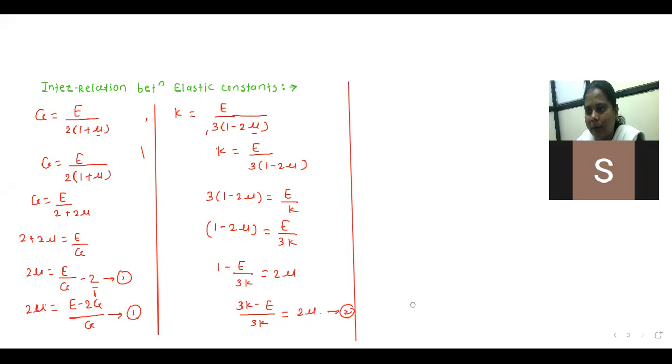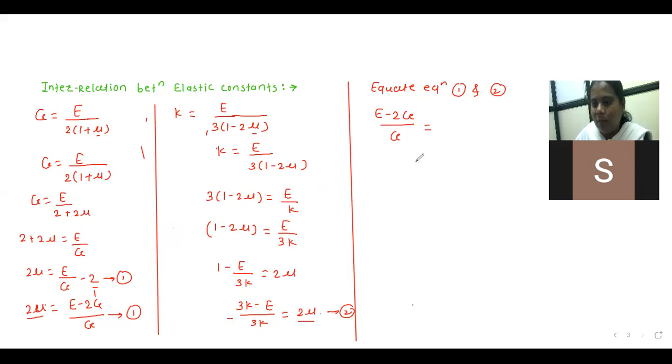Okay. Now we will equate equation 1 and equation 2. So in equation 1 there is 2 mu and in equation 2 there is 2 mu. So this 2 mu is already the same. So we will take only E minus 2G divided by G, which is equal to the remaining part, that is 3K minus E divided by 3K.